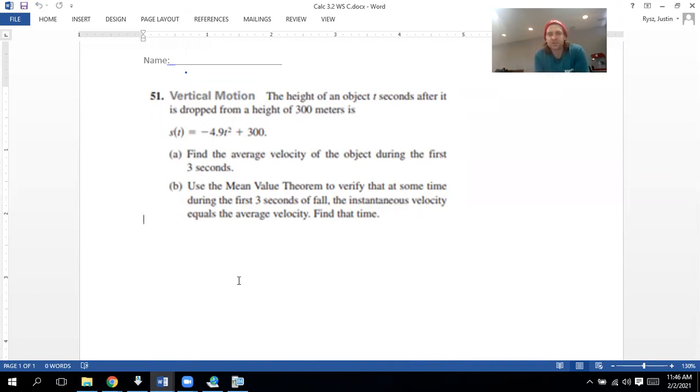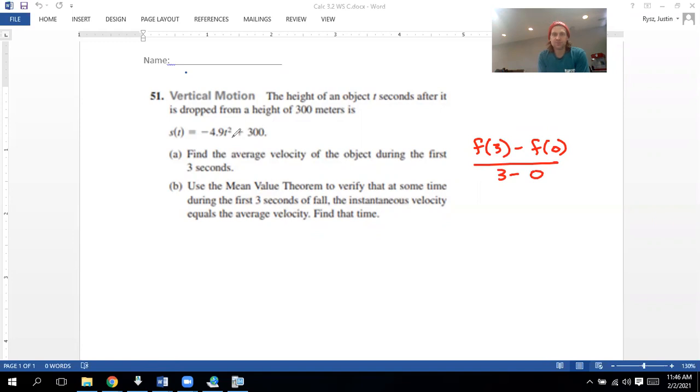All right, the height of an object t seconds after it's dropped from 300 meters. Okay, so we got that. Find the average velocity during the first 3 seconds. So you're going to find the average velocity: f of 3 minus f of 0 for the first 3 seconds, from second 0 to 3, over 3 minus 0. So you're going to plug in 3 to this equation, and you'll plug in 0 into this equation. That will give you the average velocity over that time.